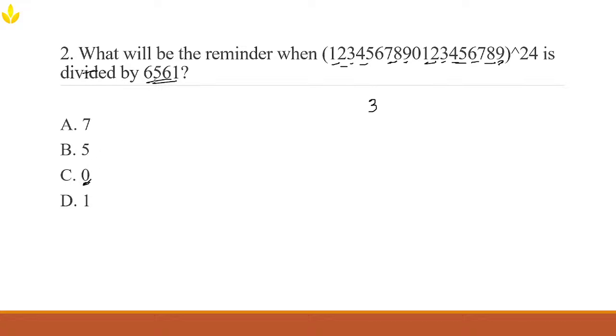So let us check whether 6561 is completely divisible by 3 or not. In the same way, 6 alone is divisible by 3 and 6 is again divisible by 3. 5 and 1 when added will be divisible by 3. So the complete number remains divisible by 3. So when this number is divisible by 3 and 6561 is also divisible by 3, it's understood the remainder will be 0 here.